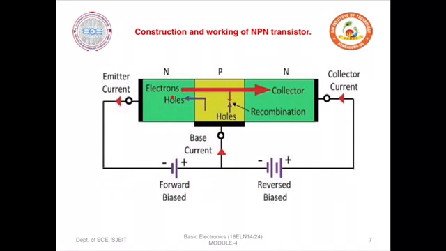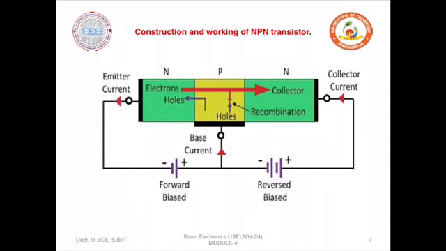When N is given a negative voltage and P is given a positive voltage, as you know, this junction becomes forward biased. So, the EB junction is forward biased. And what about the PN junction? P is negative and N is positive. So this now becomes reverse biased.